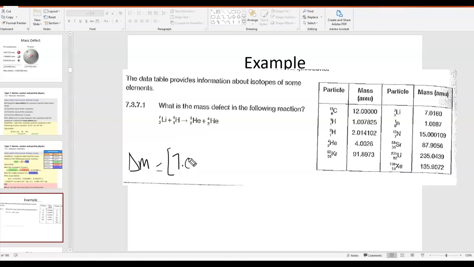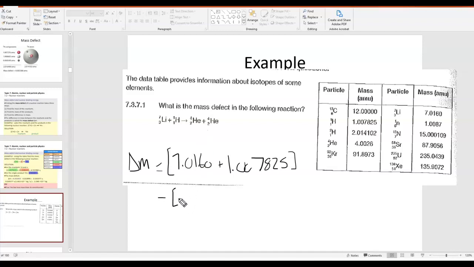That is 7.0160. Look at the unit, it's unified atomic mass units. Plus the mass of a proton, which is 1.007825. And that is the mass of the reactants. And then all we have to do is subtract the mass of the products, and we have the mass defect.